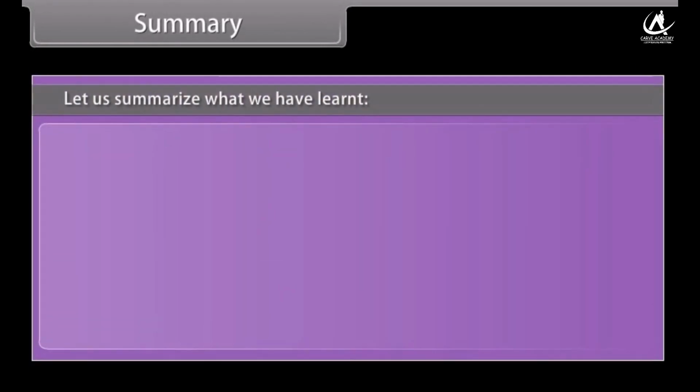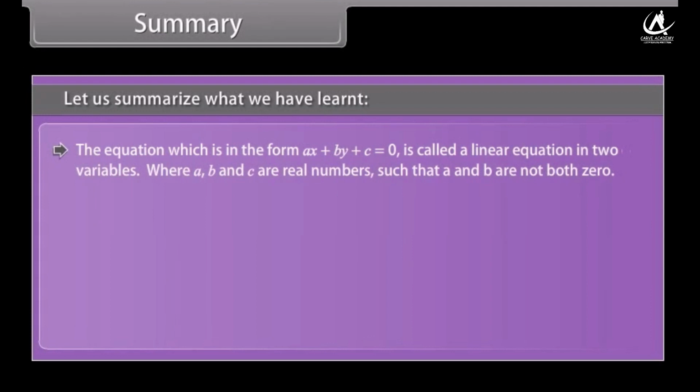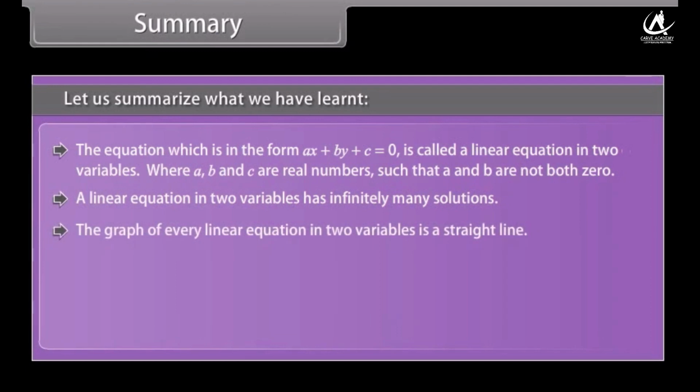Summary. Let us summarize what we have learned. The equation which is in the form ax plus by plus c is equal to 0 is called a linear equation in two variables, where a, b and c are real numbers such that a and b are not both 0. A linear equation in two variables has infinitely many solutions. The graph of every linear equation in two variables is a straight line.